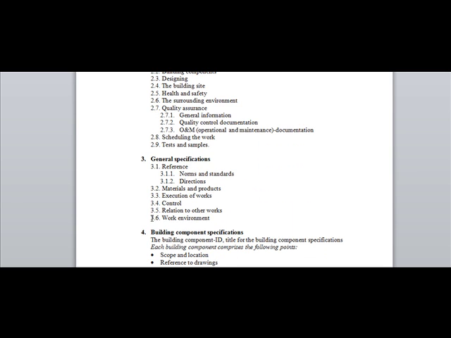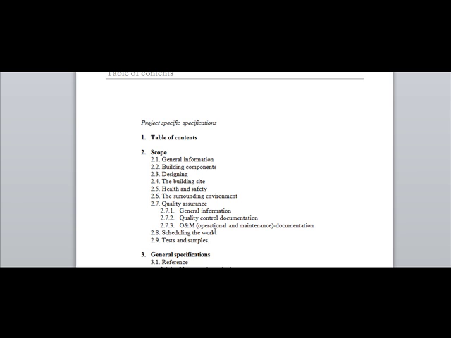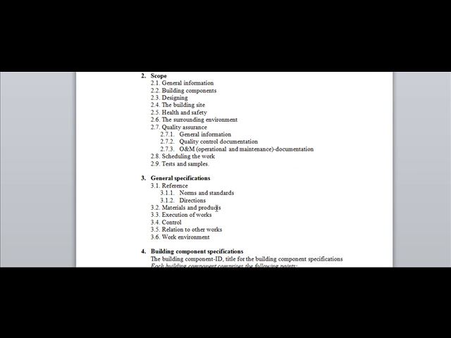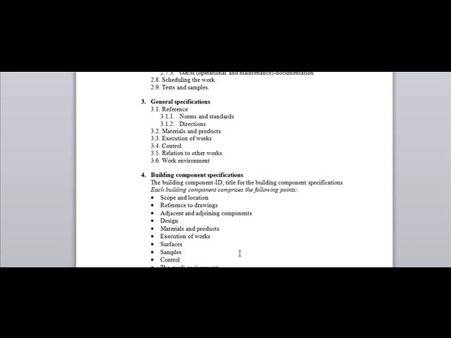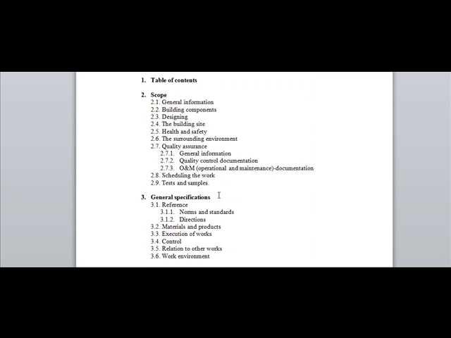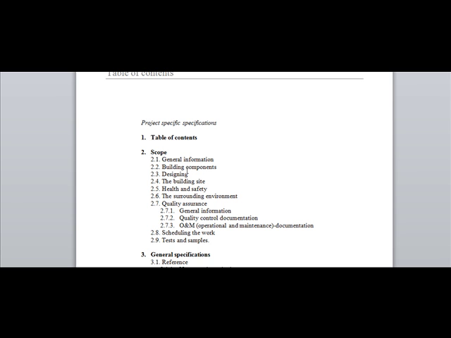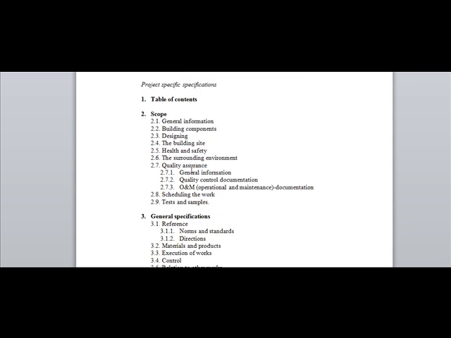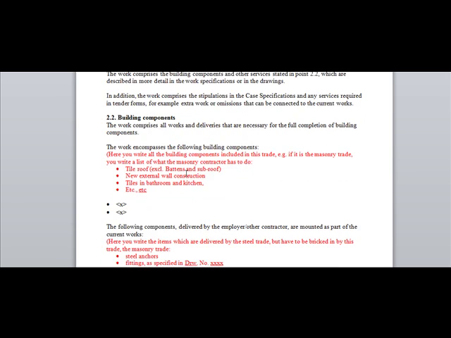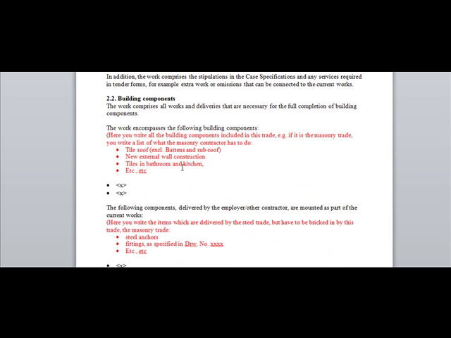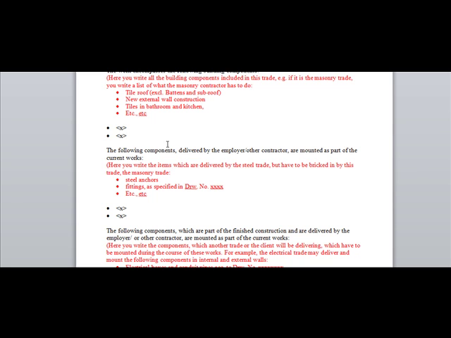Section 2 is where you price stuff, section 3 is the references to norms and so on, and section 4 is the building component specifications for each of the items mentioned in the building components here under section 2.2. But if we look at it in detail, here we have the things you have to consider, and I've written it in red here. So for example, here under 2.2, you make the summary of building components that exist in this particular work specifications. And in the next one, he says the following components are going to be delivered by the employer or another contractor, and you have to mount it as part of this works.